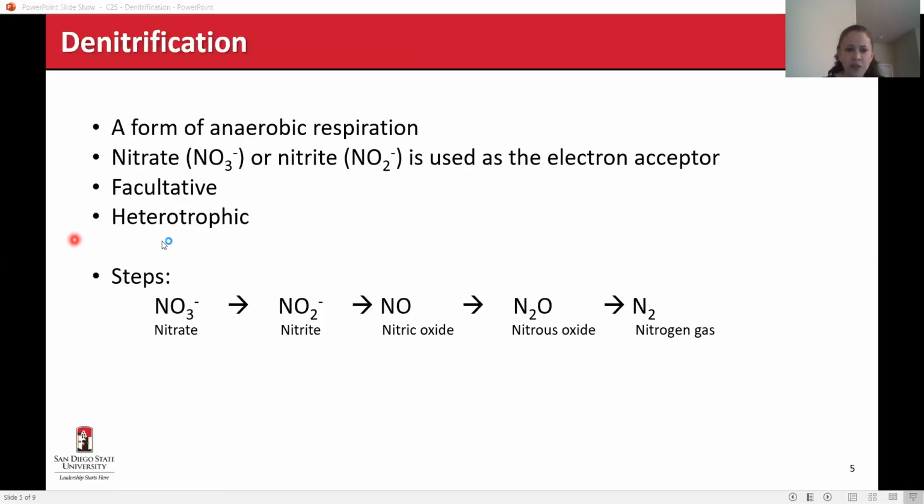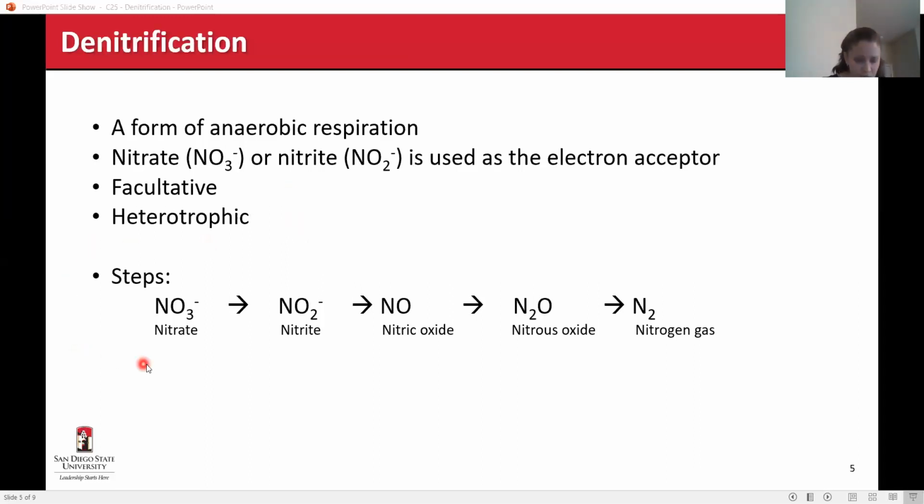Most of these denitrifiers are heterotrophic, but there are some autotrophic. What does that mean? Heterotrophic microorganisms use organic carbon for their carbon source, but there are some denitrifiers that we know of that are autotrophic, meaning that they use inorganic carbon, or essentially CO2, for their carbon source.